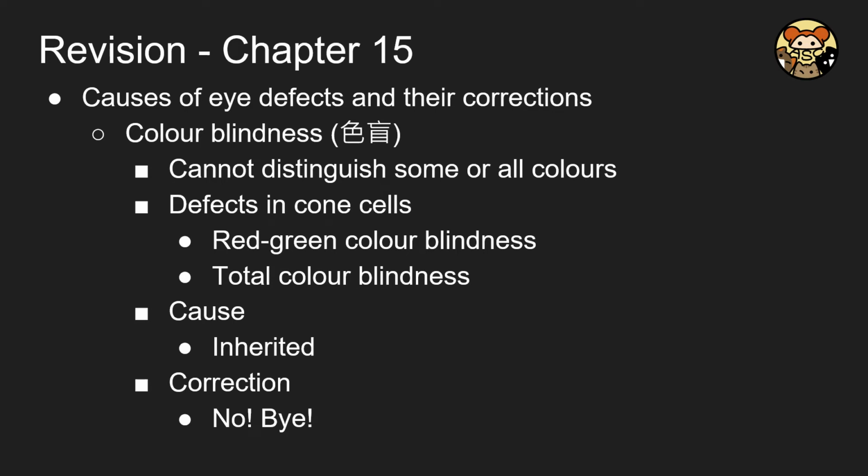So color blindness is a defect of the cone cells because they are responsible for color vision. And usually there are two types, either red-green color blindness or total color blindness. And the cause is usually genetic inheritance. So that's why, in general, there is no correction. However, we are also finding ways to solve this problem.